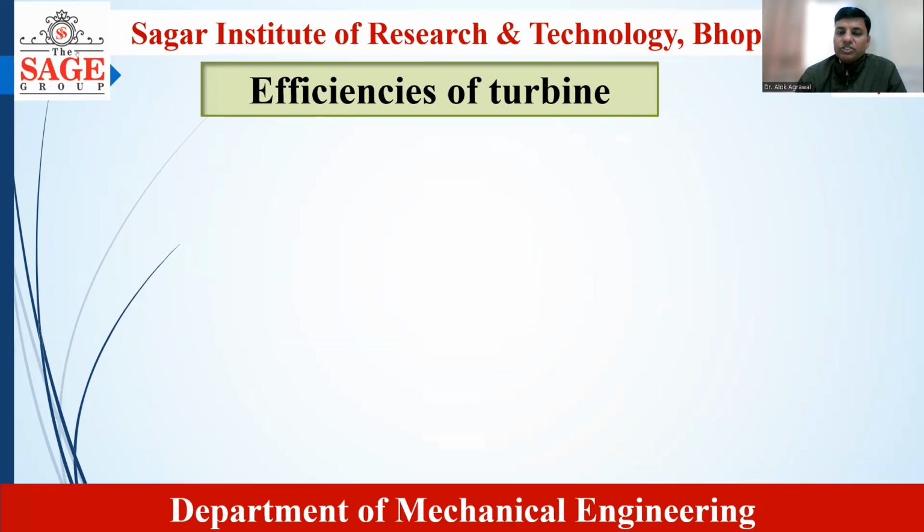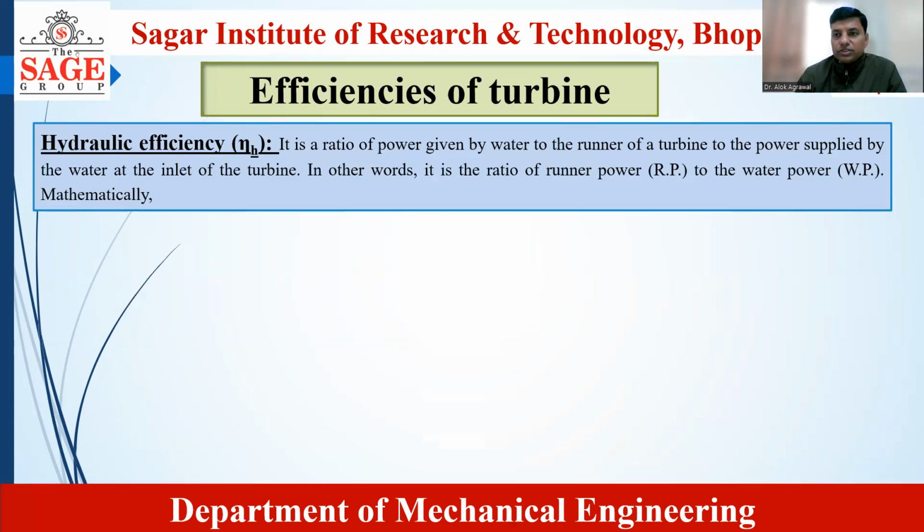Next, coming to the efficiencies of the turbine. So first of all, hydraulic efficiency. So what is hydraulic efficiency? It is the ratio of power given by water to the runner of the turbine to the power supplied by the water at the inlet of the turbine. Means how much water power is there.